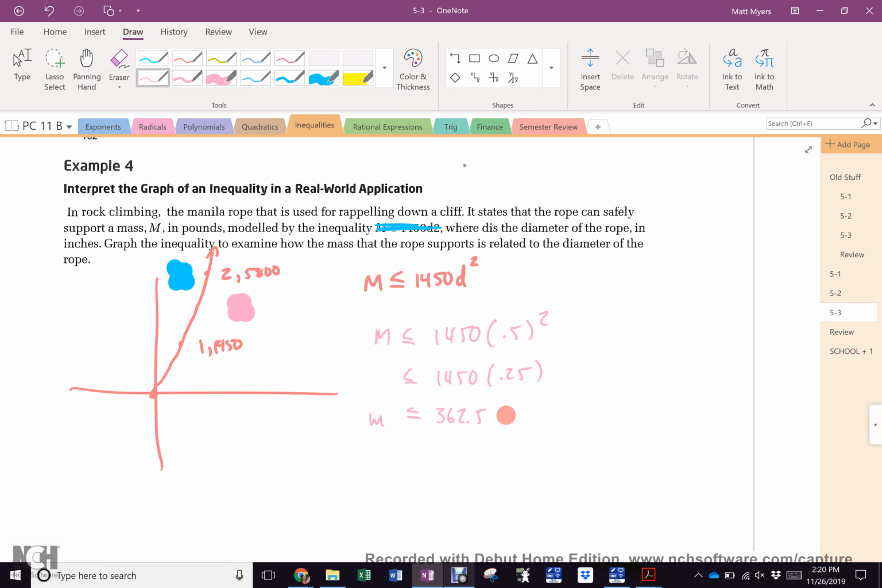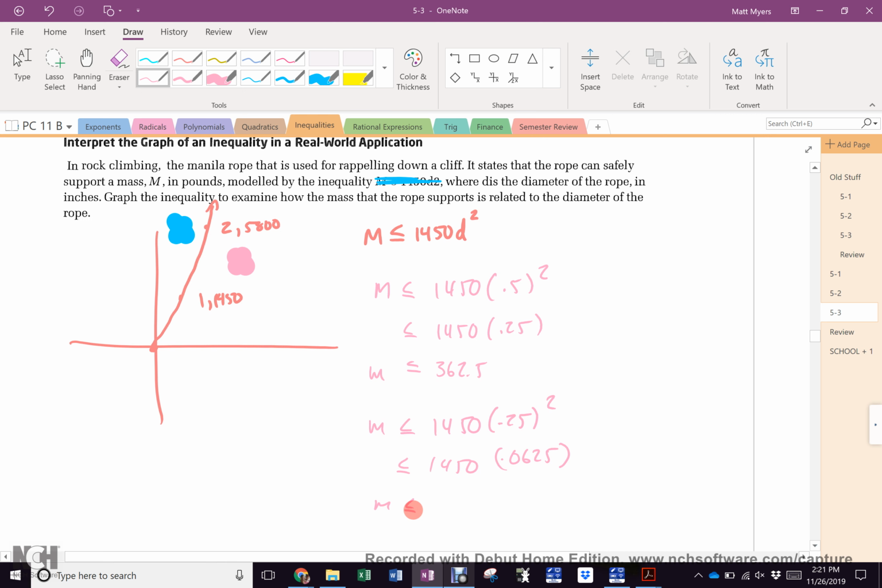Do I want to take the smallest or the biggest rope I can get my hands on? Smallest. So I might want to go down to a quarter, right? So then it would be mass less than or equal to 1450 times 0.25 squared. Right? Well, 0.25 squared is 0.0625 times 1450. Can I use a quarter inch rope? Somebody check it. What? 90 pounds? Do I want that quarter inch rope?